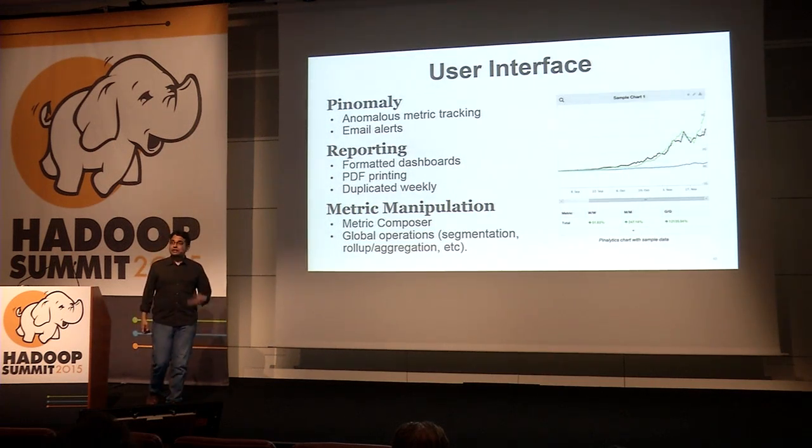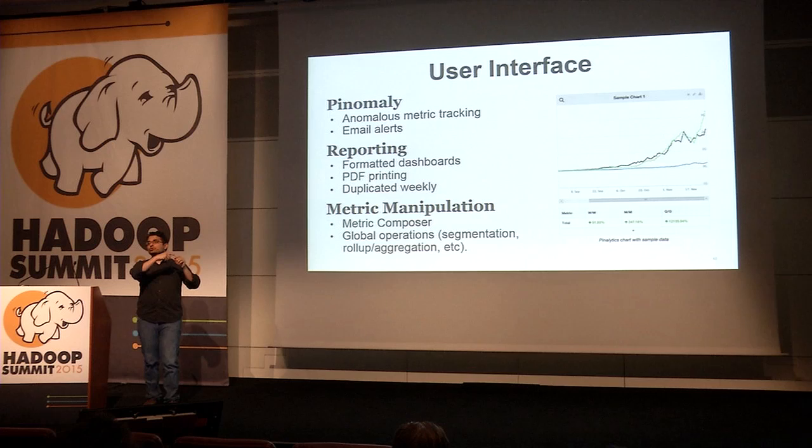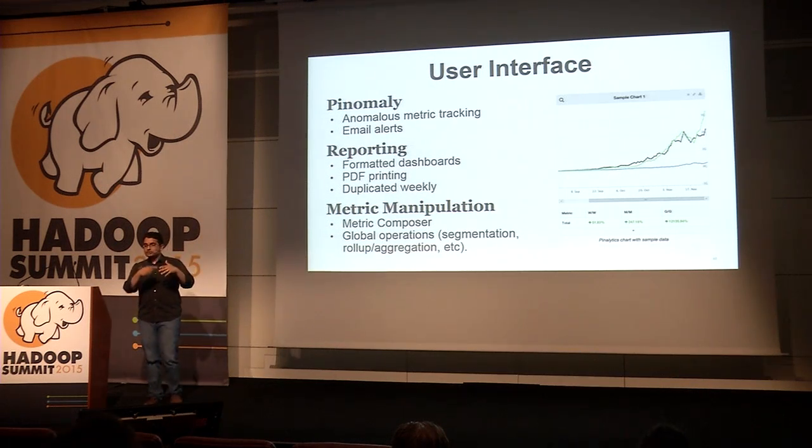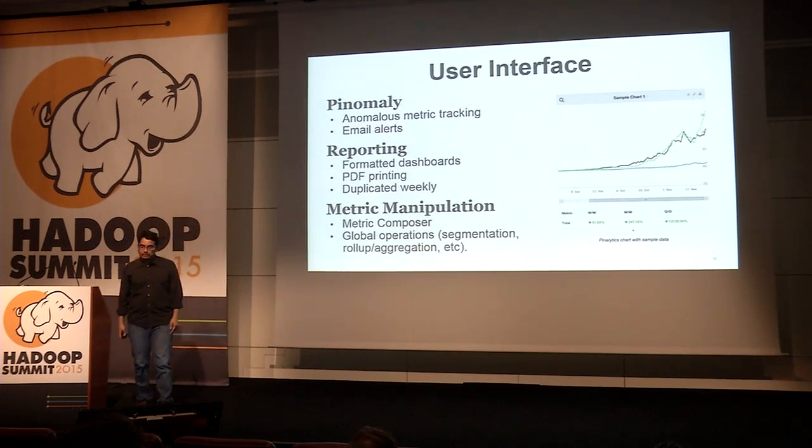We added things like metric manipulation, so we could have two line graphs and do simple arithmetic, like A divided by B or A percentage B, so there are many composite metrics that you can generate from a given set of metrics.